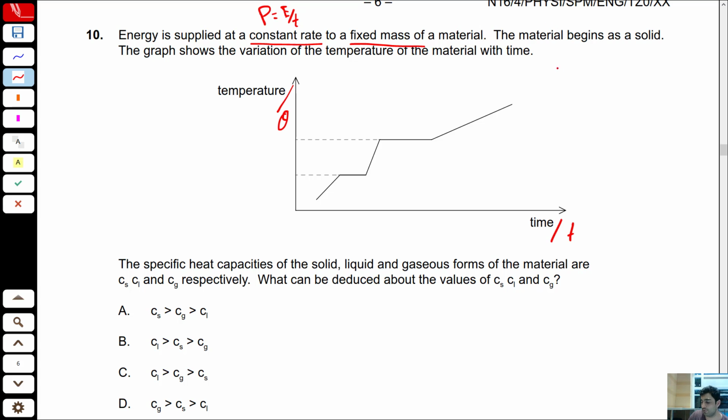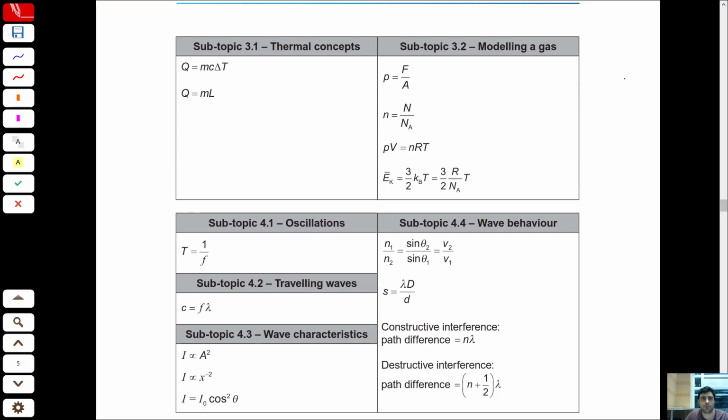Okay, let's see. We will start from the specific heat capacity equation. In the data booklet, we are given Q equals mc delta T, where delta T is a change in temperature. Here we will call it delta theta. Let me show you where this equation is. Here, topic 3.1, Q equals mc delta T. Delta T is the change in temperature, c is the specific heat capacity, and Q is the thermal energy.